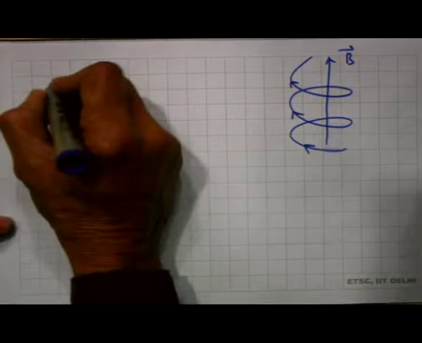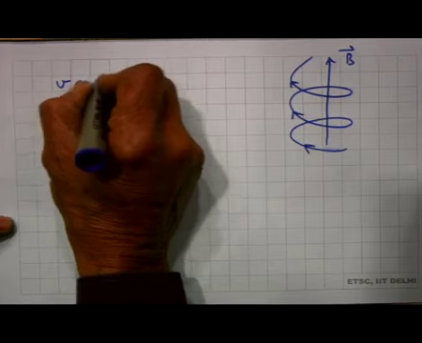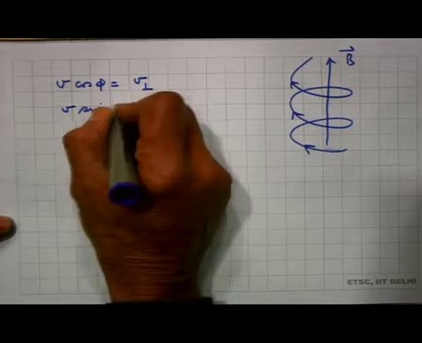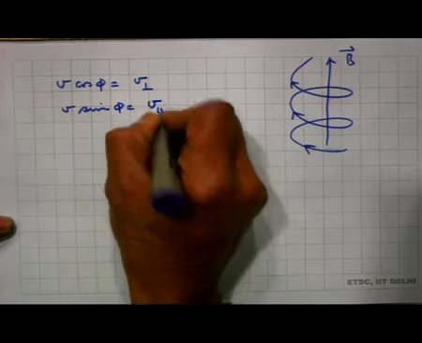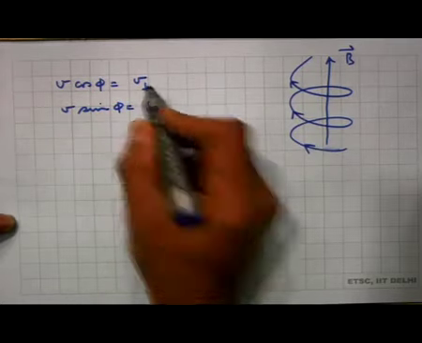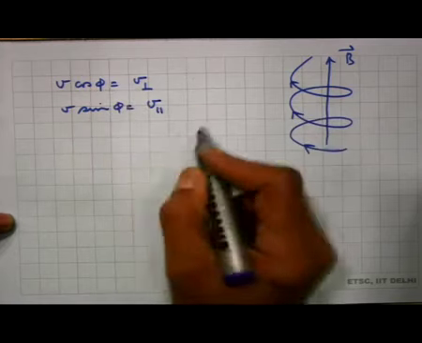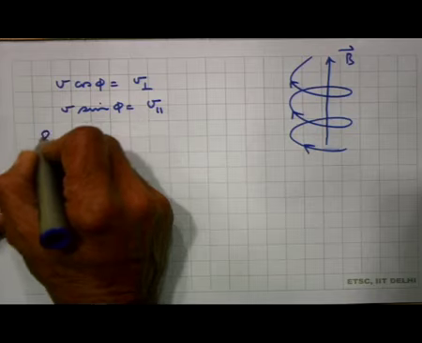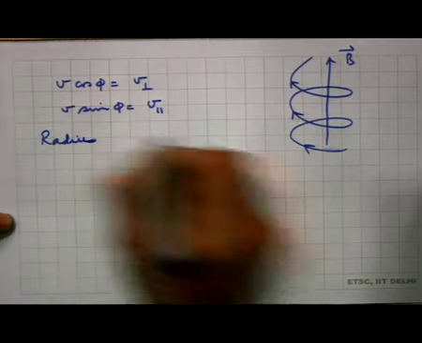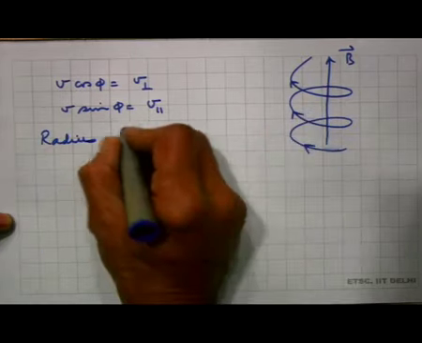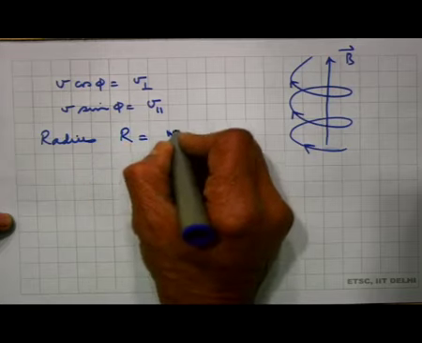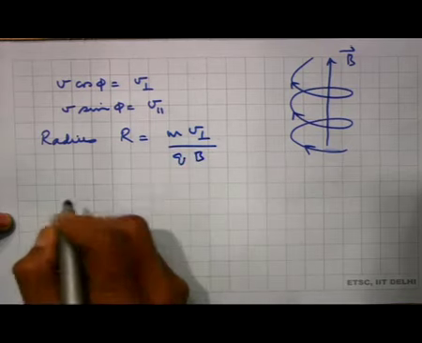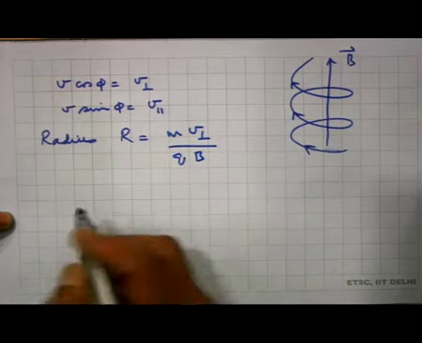So we have, for example, v cos phi is v perpendicular and v sin phi is v parallel. This is the component of velocity perpendicular to the magnetic field, and this is the component of velocity parallel to the magnetic field. So the radius of this circular path is equal to m v perpendicular by q times B. That is the radius of this path.